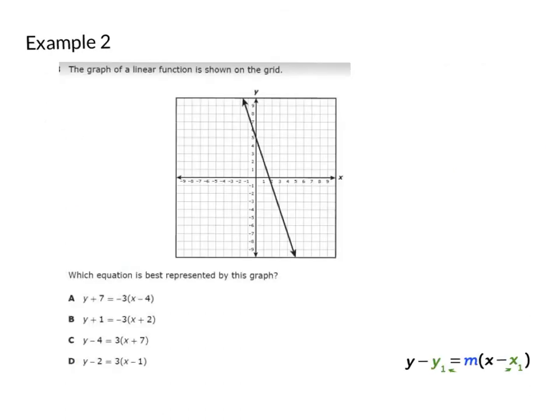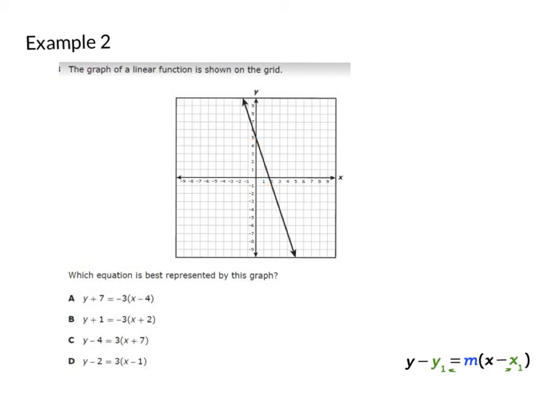All right, let's take a look at this example. This says that a graph of a linear function is shown on the grid, okay? So here's a graph. It is a linear function. Now, the question says which equation is best represented by the graph. So this would be like a question you might see on a test. It's got 4 answers, multiple choice, all right? But it's not telling you any points, and it's not telling you the slope. However, if you're given this graph, then you should be able to find the slope and locate some points, okay?